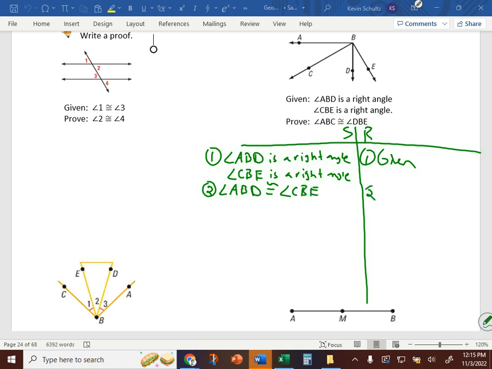Okay, and we know that because of the right angle congruence theorem. Okay? If you want to put the RACT, okay, but again, remember, you got to know what that stands for when you look back on it later on. But it's the right angle congruence theorem. Okay, so now we've established that. Okay, let's bring in ABC and DBE.